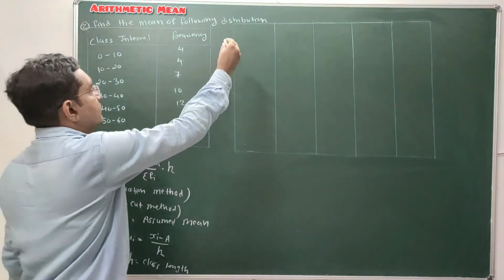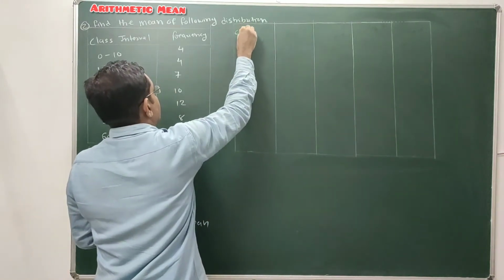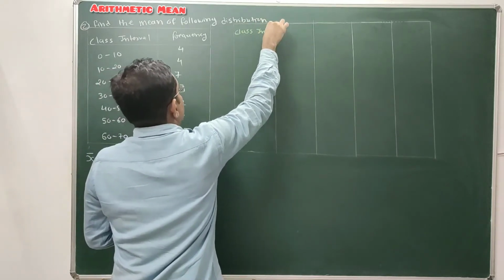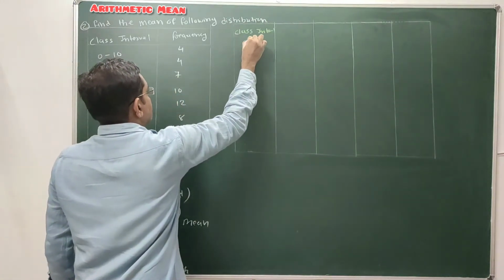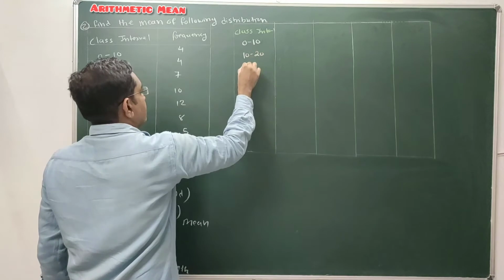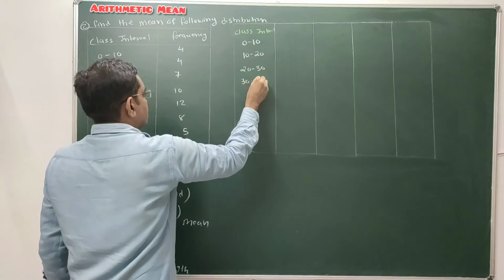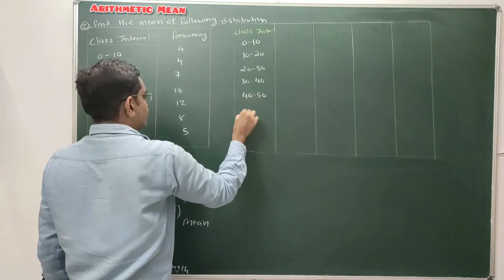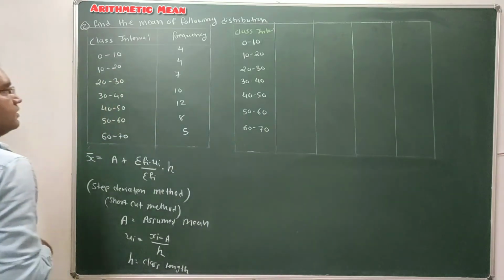So here your first column is the class interval. Intervals are given. So these are the class intervals: 0 to 10, 10 to 20, 20 to 30, 30 to 40, 40 to 50, 50 to 60, and 60 to 70. These are the class intervals.